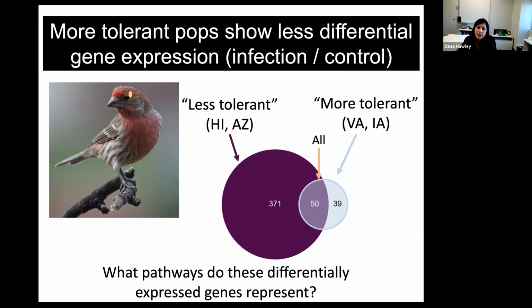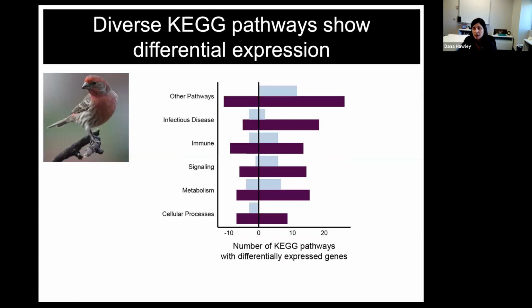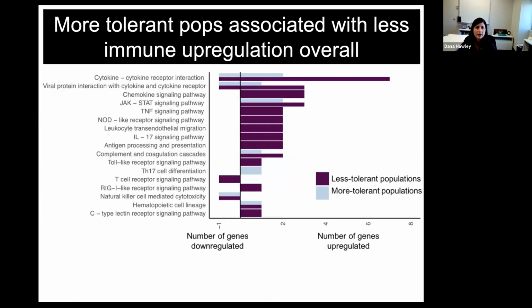We looked at the KEGG pathways that these differentially expressed genes came from, and this is just to show you that they come from a diversity of pathways. It's not really surprising to see that they're largely from infectious disease pathways, immune pathways, signaling, et cetera. But the one key result, and the last result I want to show you, is that when we dug into the genes that came from immune pathways, we were interested in whether tolerance might be associated with the upregulation of various mechanisms in the system, or the downregulation, or neither.